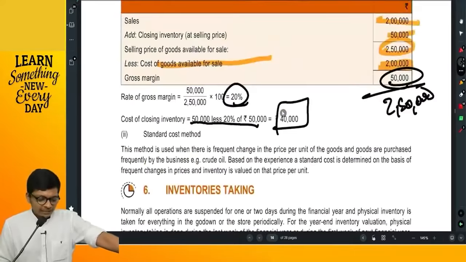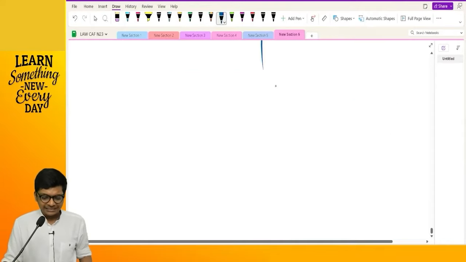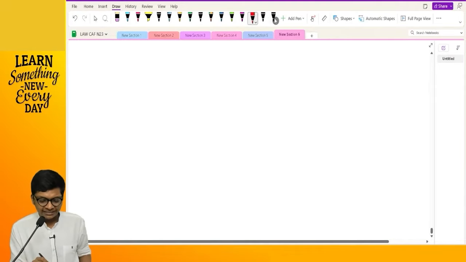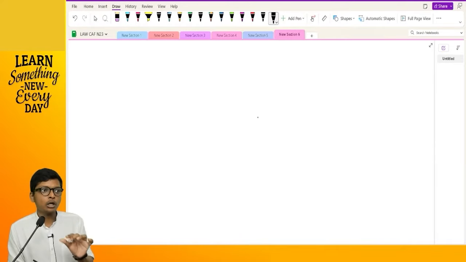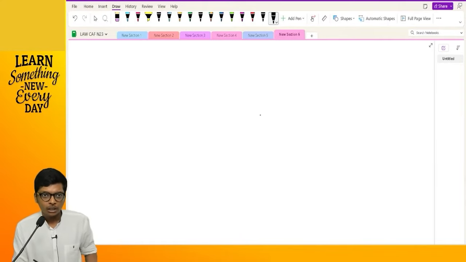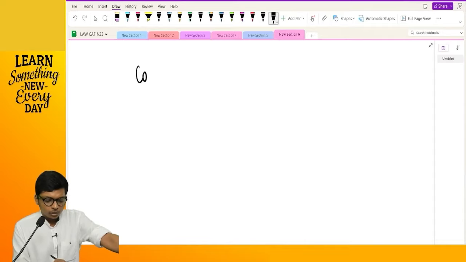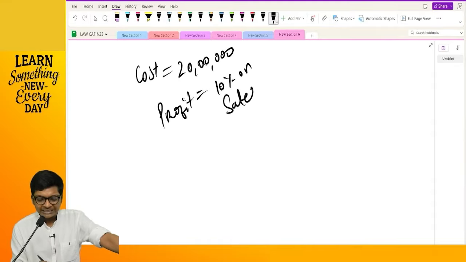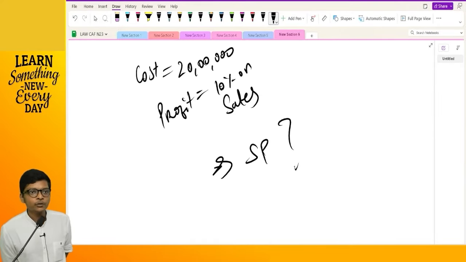Fine. So we are done with sum number 6 and 7. The next sum itself will take 20 minutes. So what I will do now in this chapter itself is teach you a concept of percentage of profit. Let's say cost is 20 lakhs. Profit is 10% on sales. Find out selling price. Can you find out selling price?